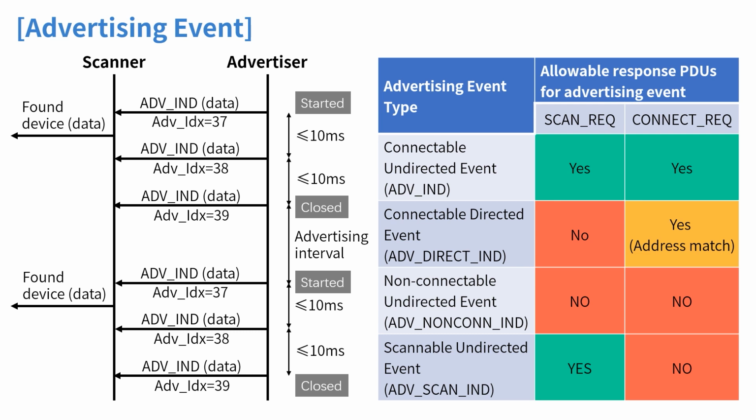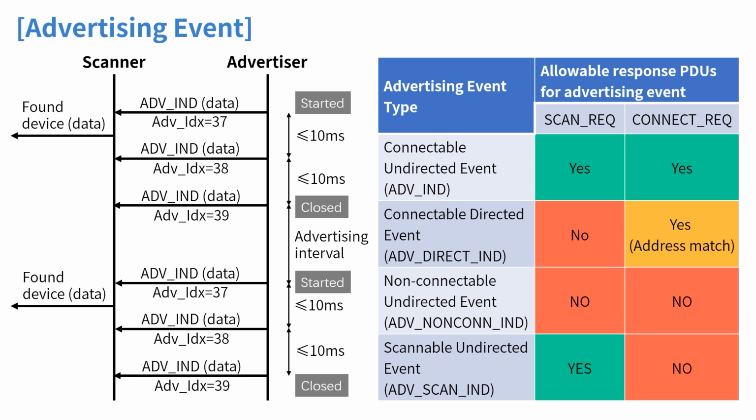Advertisements can be divided into 4 event types, which are connectable undirected event, connectable directed event, non-connectable undirected event, and scannable undirected event. They all have different properties.